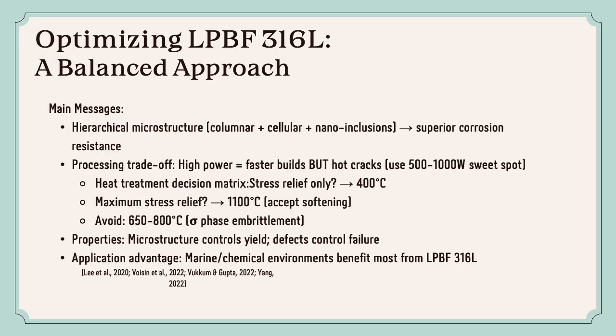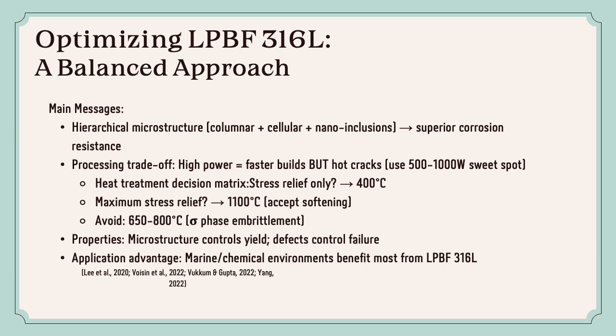To conclude, LPBF 316L achieves its unique properties through a hierarchical microstructure that spans multiple length scales. Columnar grains, cellular subgrains, and nano-sized inclusions together contribute to its excellent strength and corrosion resistance. However, processing parameters must be carefully optimized. Increasing laser power can improve productivity, but excessive energy input may also introduce defects such as hot cracking. Therefore, a power range of roughly 500 to 1000 watts often provides a good balance between build rate and material quality. Heat treatment is another important consideration.